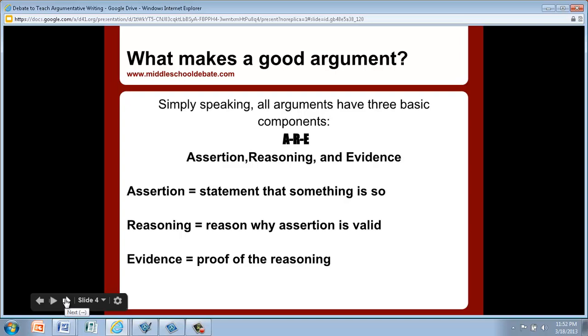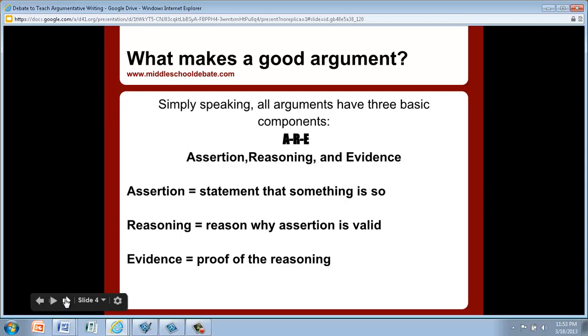So, according to Middle School Debate, what makes a good argument? They break down an argument into three basic components: A, R, E, assertion, reasoning, and evidence. And for those of us English teachers that teach our students how to do response to literature essays, as we do at Hadley, this is very similar to the process we teach students in that case.